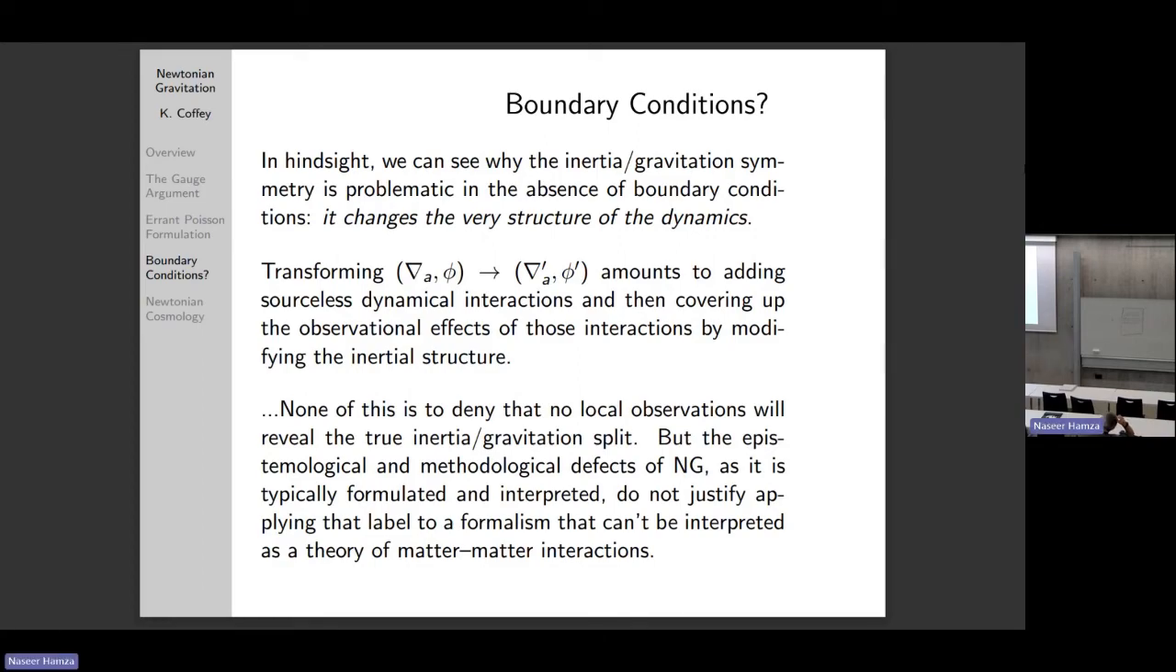This is something maybe we can come back to. There are still problems associated with Newtonian gravitation having to do with local observations revealing what the true inertial gravitation split is. But I consider those to be sort of epistemological and methodological defects of Newtonian gravitation, not defects that justify interpreting it in a way that is not a theory of matter-matter interactions.